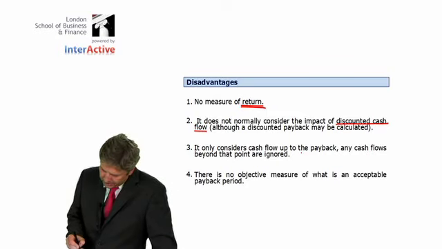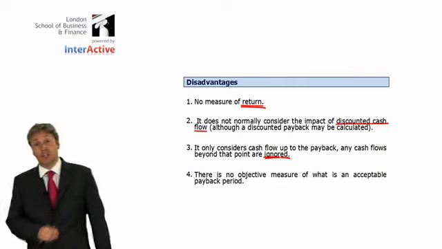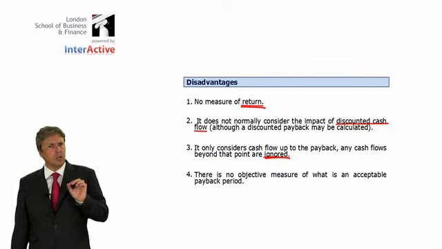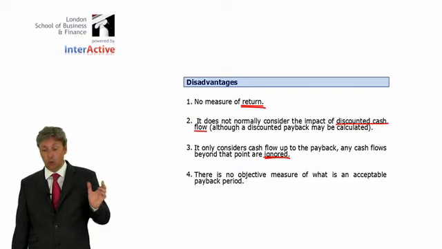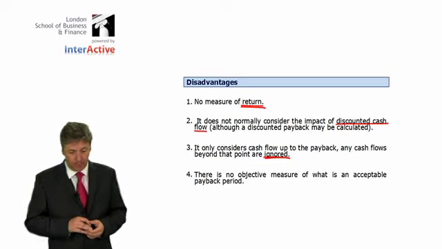It only considers cash flow up to payback, and any cash flows beyond that point are ignored. Well, hold on a moment. That is the issue. It doesn't mean we can't get a measure of return. And of course, this means that when we look at a particular project, whether it is a relatively good or bad project in terms of overall performance, is something beyond this technique.